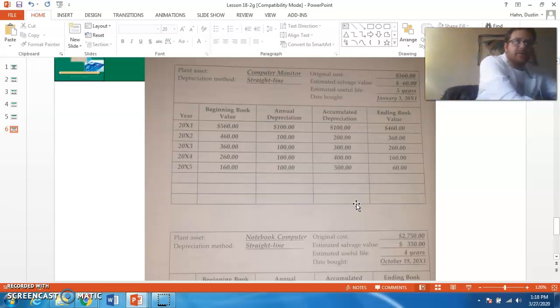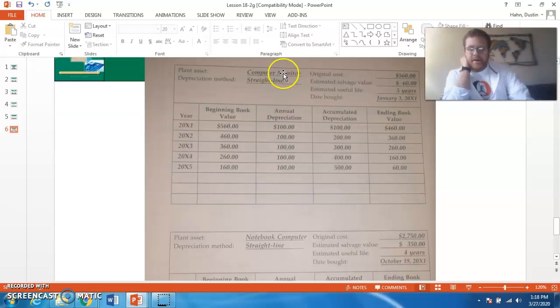So when you are filling this out, the plant asset, you bought a computer monitor. The depreciation method that we are using right now is straight line. The transaction said that you bought the computer monitor for $560. The estimated salvage value was $60. You're planning on having it for 5 years. This is when you bought it. It was January 3rd. So the start of the year, beginning book value is $560. That's how much we bought it for. That's your original cost. That's your $560.